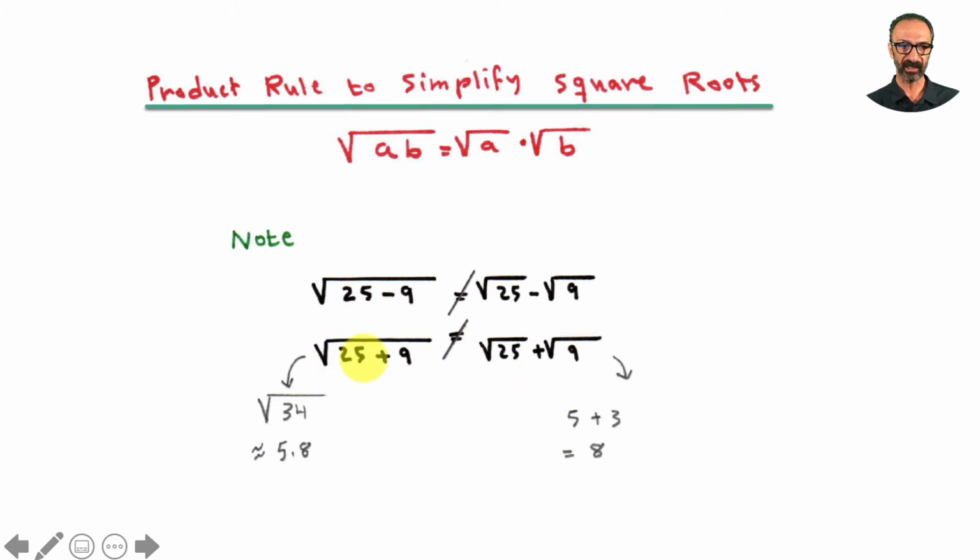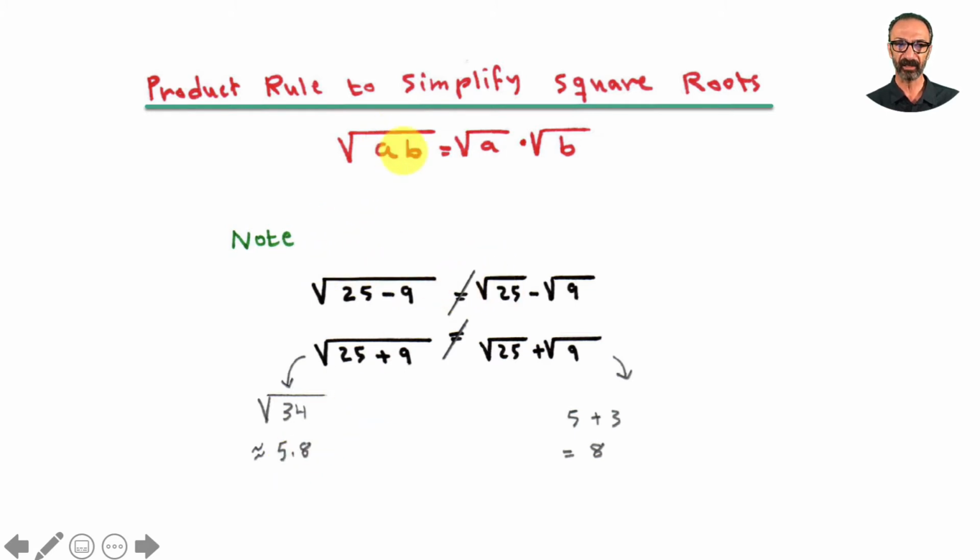To do the left hand side, working from inside out, order of operations, 25 and 9 is 34. And that's not a perfect square. Using a calculator, it's about 5.8. Here, 25 is a perfect square and 9 is a perfect square. The square root of 25 is 5. The square root of 9 is 3. 5 and 3 is 8. And that's not the same as 5.8. So just keep that in mind.